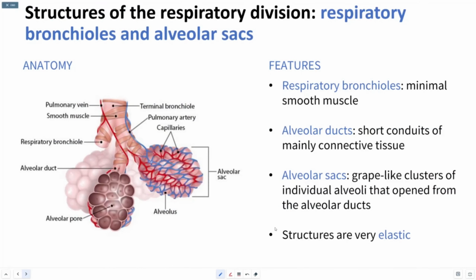The respiratory bronchioles and the alveolar sac. The respiratory bronchioles have minimal smooth muscle. The alveolar ducts are the short conduits, mainly of connective tissue. Each lung contains about 300 to 400 million alveoli by the time a person turns 8 years old. And the alveoli contain tons of elastic fiber that contributes to the ability for the lungs to stretch during inspiration and to recoil during expiration.